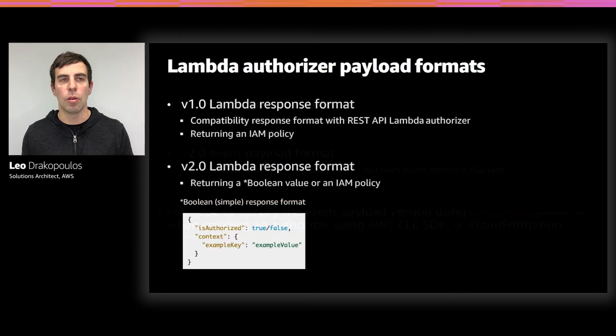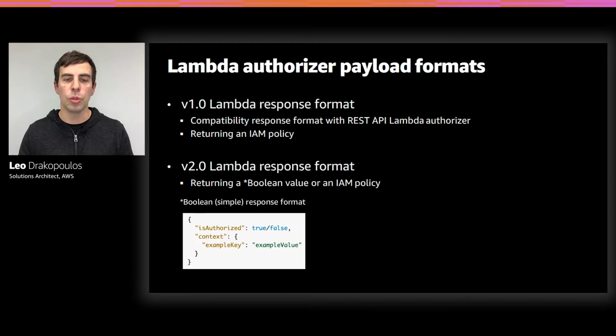Now we discussed what we will use as an event payload. Let's now see the different versions on the response format. So as you can imagine, the version 1 response format is again compatible with REST API Lambda authorizers. And what you'll get back in this particular response format is an IAM policy. Now, if that IAM policy allows for an HTTP API endpoint to be invoked, then your request will be authorized.